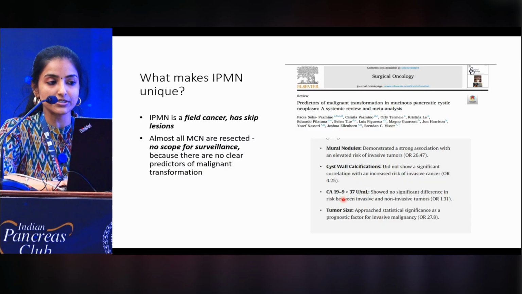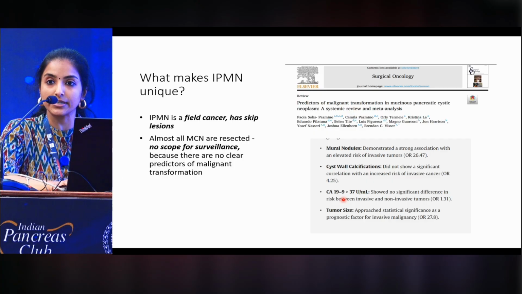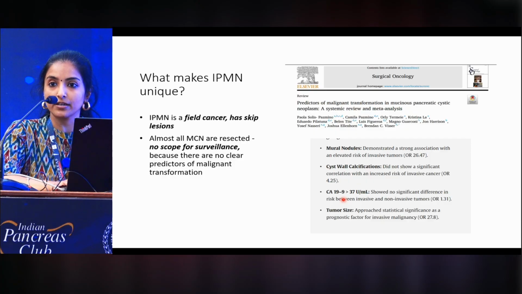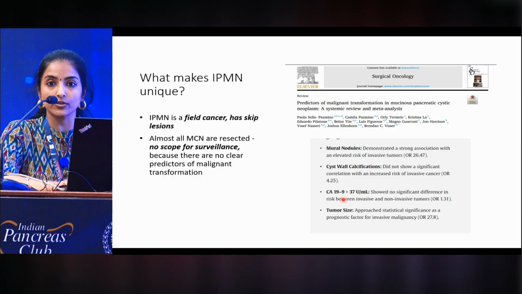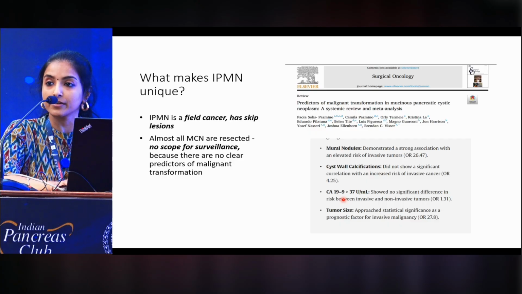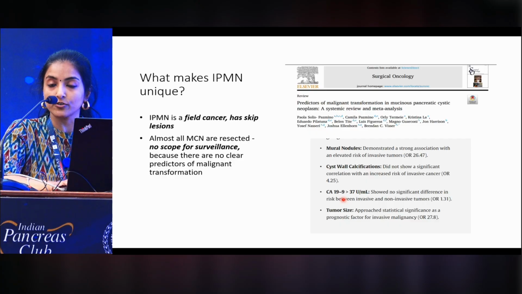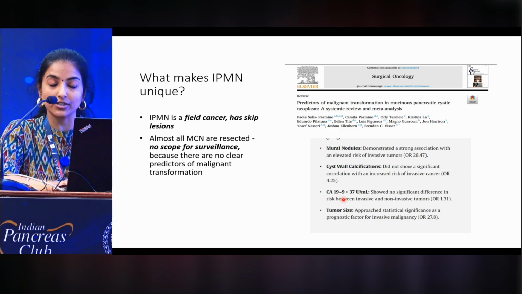Now the difference, particularly what makes IPMN unique, is the fact that field cancerization is something that's exclusive to IPMN and one could have skip lesions as well. And the concept of wait and watch surveillance is not really true in mucinous cystic neoplasms because there are not enough predictors for malignancy. Whereas the same would be possible in a subset of IPMNs, particularly the branch duct IPMN.